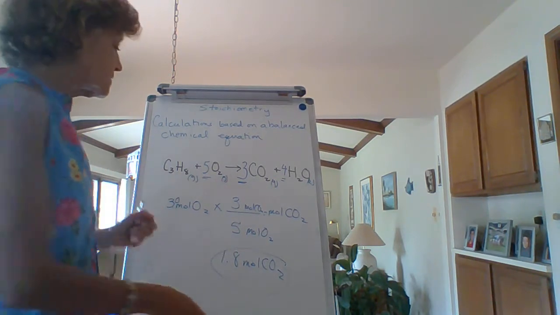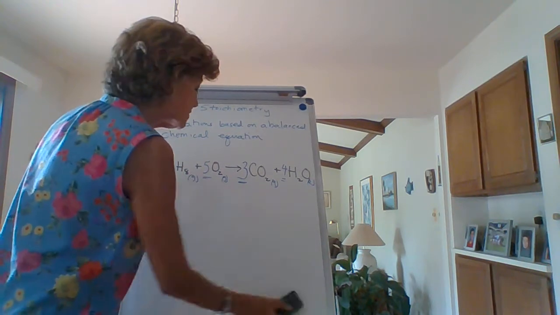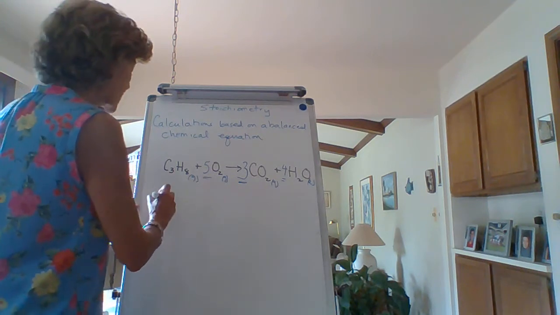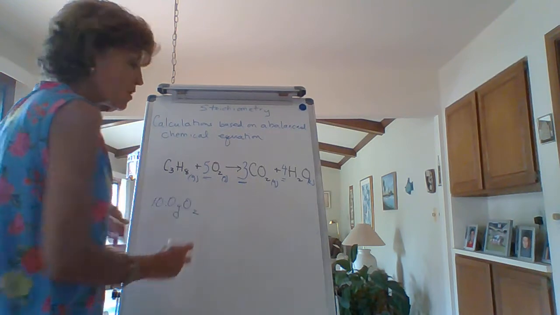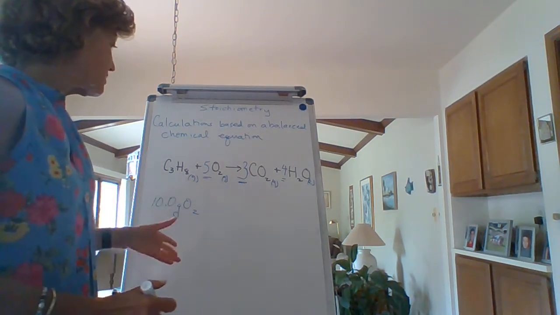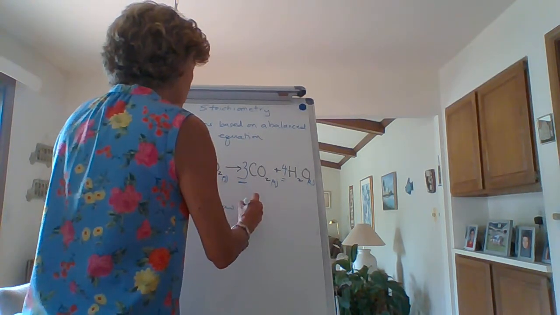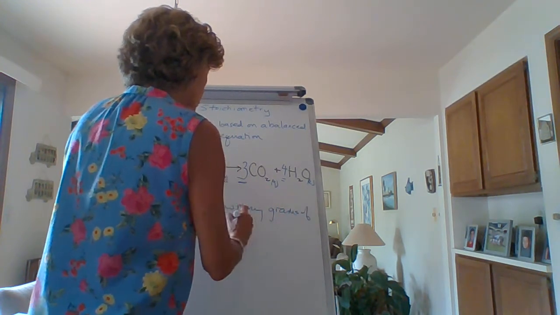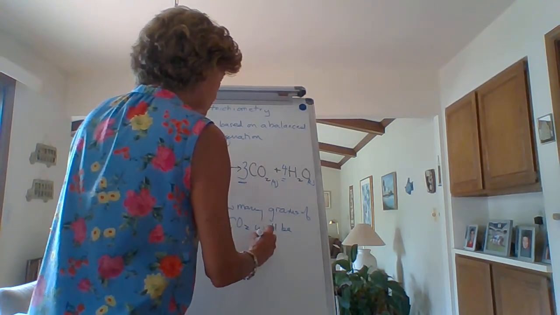Well, what if instead of them giving us moles, they gave us grams? What if they said you have 10 grams of oxygen? Remember, oxygen is a diatomic molecule. You have 10 grams of oxygen, and the question is, how many grams of carbon dioxide will be produced?